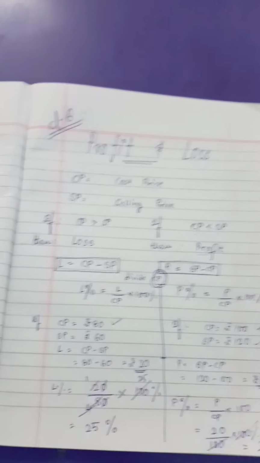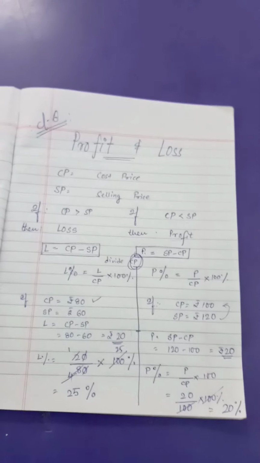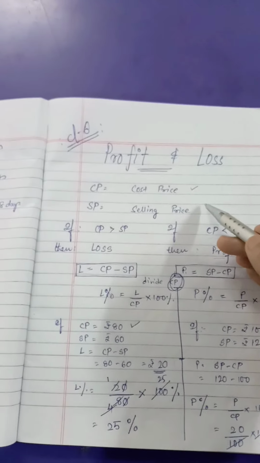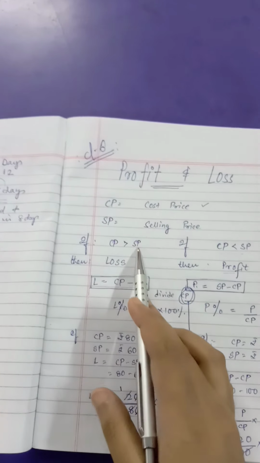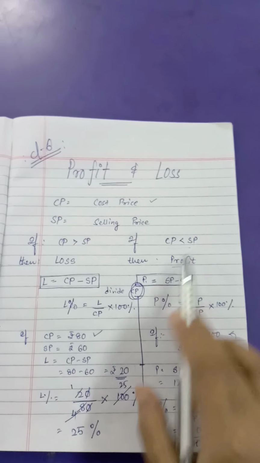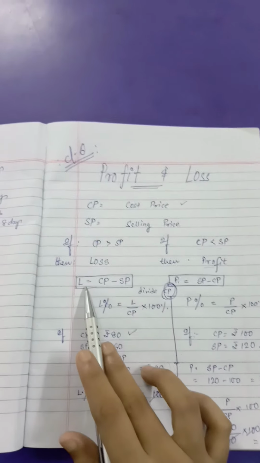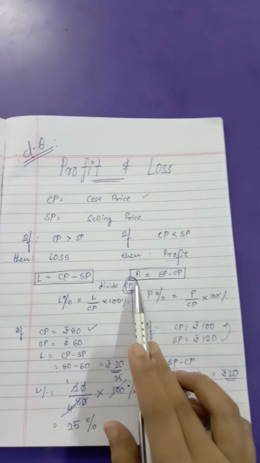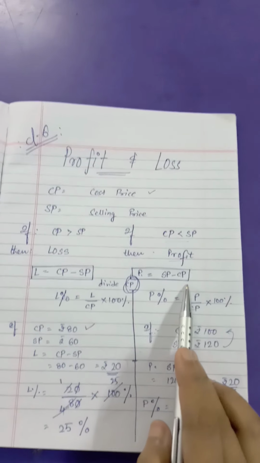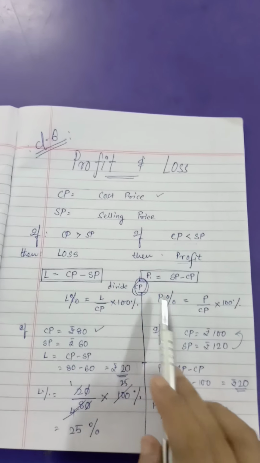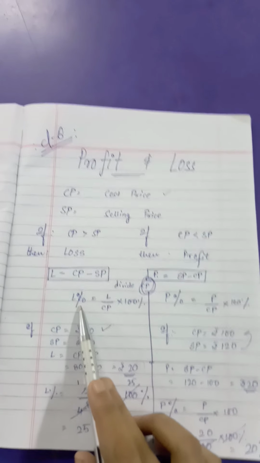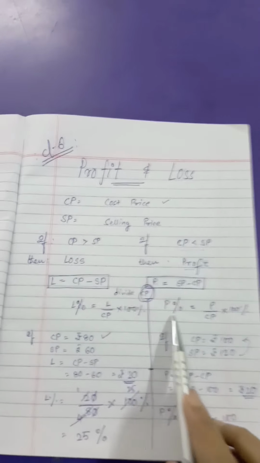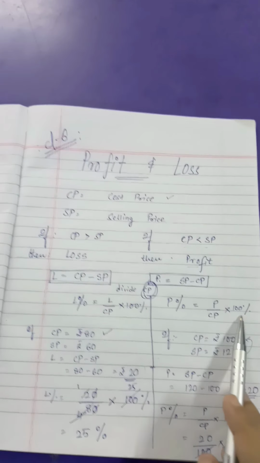Okay, so here is a basic understanding of what is profit and what is loss. CP means cost price, SP means selling price. When CP is more than selling price, then we are having a loss. When CP is less than the selling price, we have profit. The formula of loss is CP minus SP. The formula of profit is SP minus CP. For loss percent or profit percent, we need to divide by CP. So loss percent is loss by CP into 100 and profit percent is profit by CP into 100.